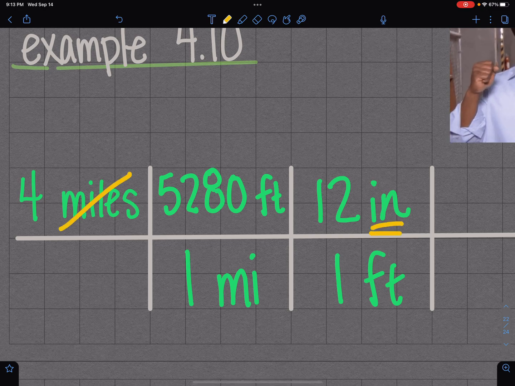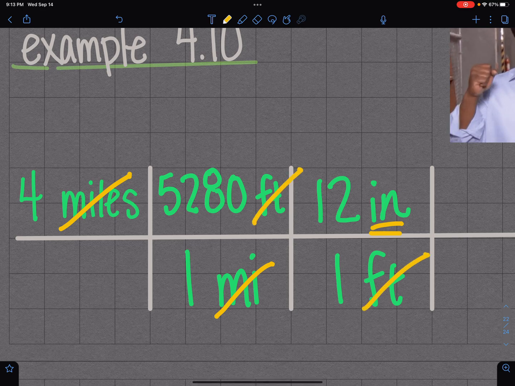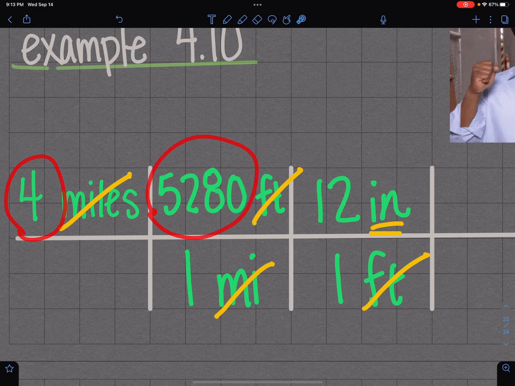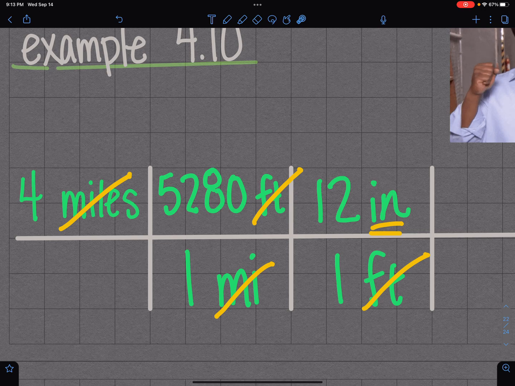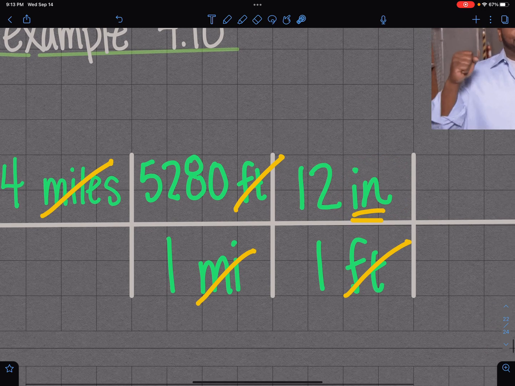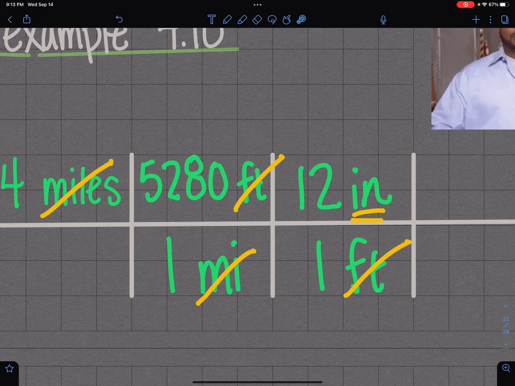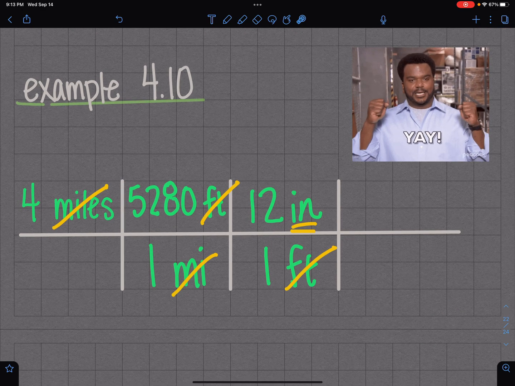So let's cross out miles, that cancels. Let's cross out feet, that cancels. So all we're going to do is 4 times 5,280 times 12. That's the answer, and the answer is in inches. And they don't make you go through and multiply that. They just do that multiplication. They just show that as the problem.